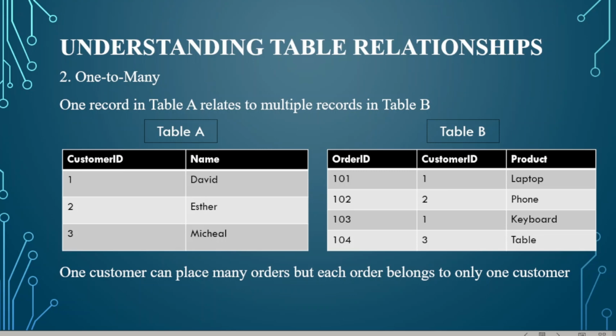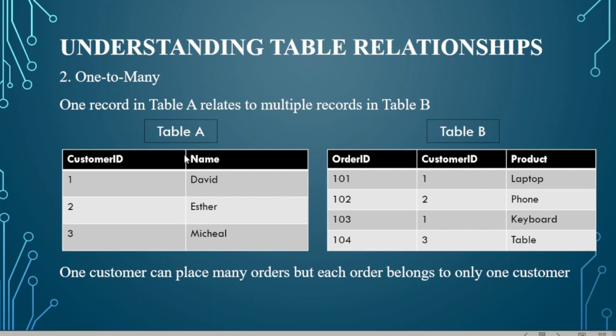But one thing we should take note of is that each order will only belong to one customer. That's why we also have order ID. This order ID is like a unique identifier that we're using to identify each order. So even though David bought a laptop and a keyboard, the keyboard's order ID is 103 and the laptop's is 101, but the customer ID is the same. So order 101 belongs only to David, and order 103 belongs only to David too. So a customer is able to place many orders in a one-to-many table relationship. That is, one record in the first table can relate to multiple records in the second table, like this customer and order table we just examined.